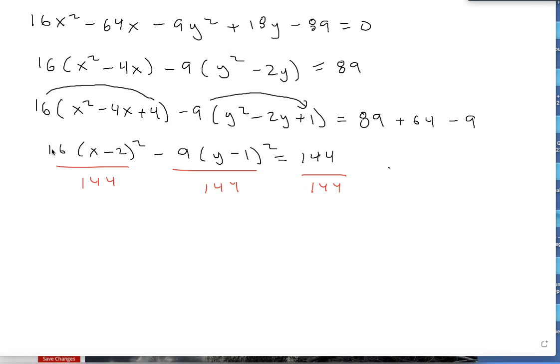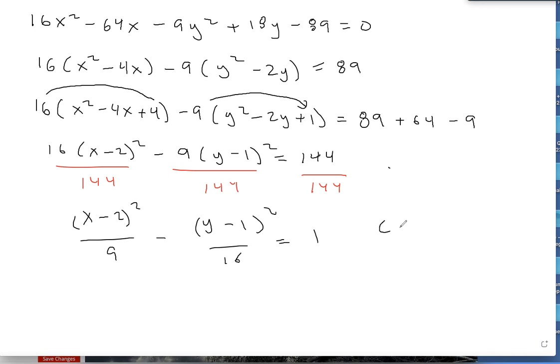So 16 goes into 144 9 times. So this is going to be x minus 2 quantity squared, over 9, minus y minus 1 quantity squared. 9 goes in 16 times, and then that equals 1. And now we're in our form. So I bet that's where the trouble was.